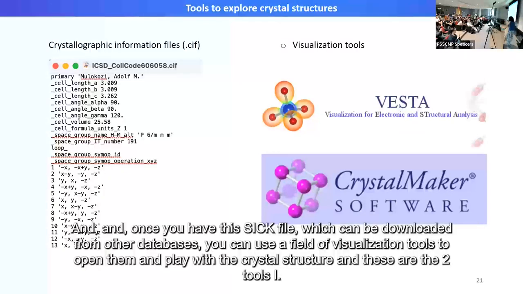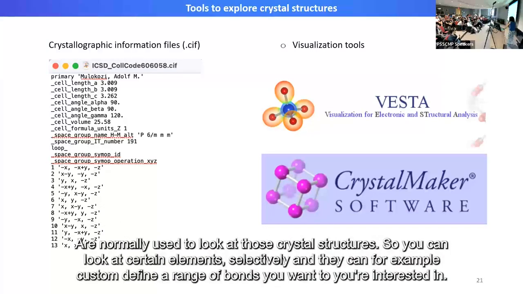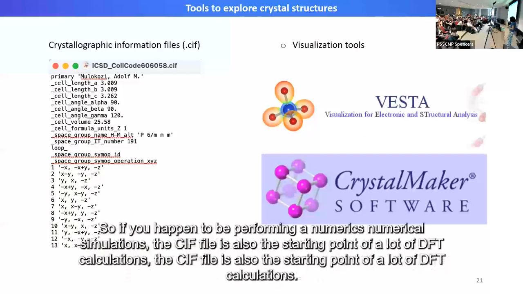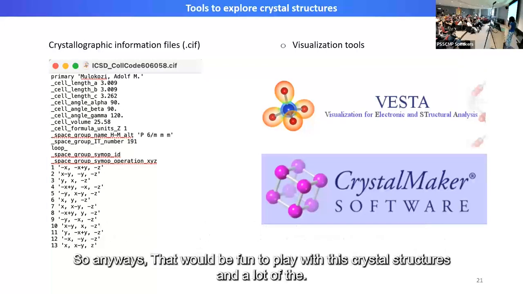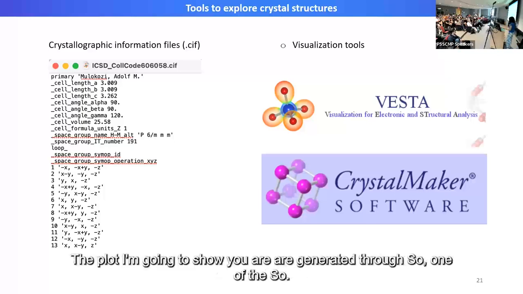These are the two tools I normally use to look at crystal structures. You can look at a certain element selectively, and you can, for example, custom define the range of bonds you're interested in. If you happen to be performing numerical simulations, the CIF file is also the starting point of a lot of DFT calculations. Anyway, it would be fun to play with the crystal structures, and a lot of the plots I'm going to show you are generated through one of these software packages.